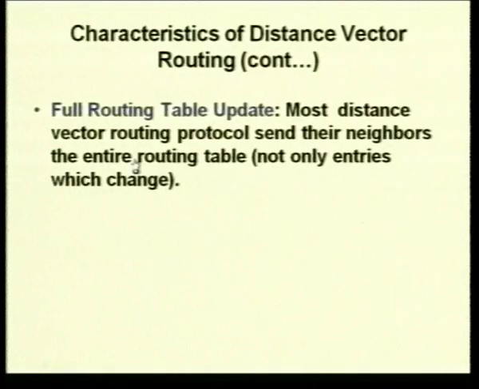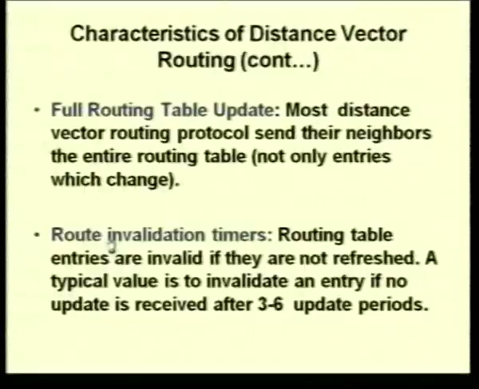So, you have both triggered updates and periodic updates. When you have a full routing table update, most distance vector routing protocols send their neighbors the entire routing table, not just entries which will change. Just as triggered update and periodic update are two options which are used, similarly, we could have a full routing table update or a partial routing table update, but most distance vector routing protocols normally send the full routing table.